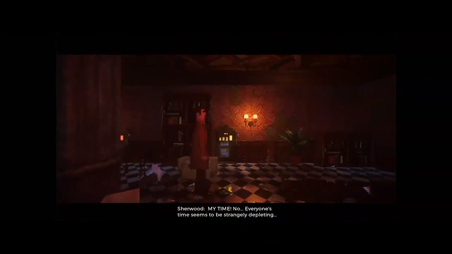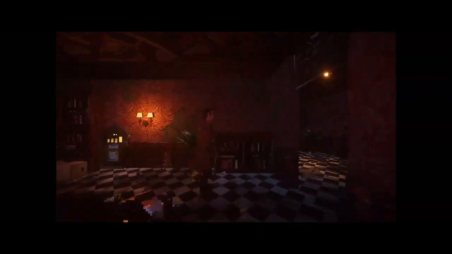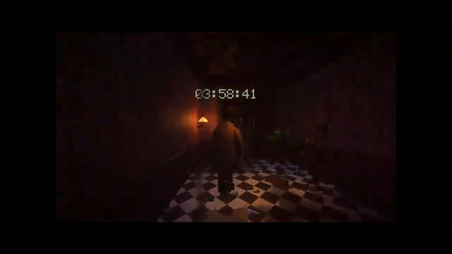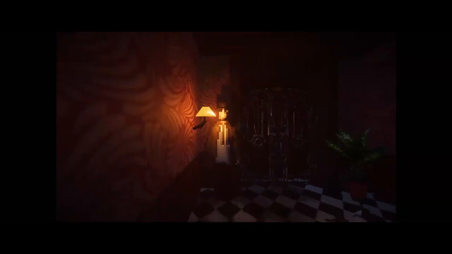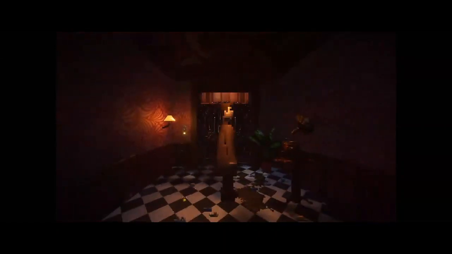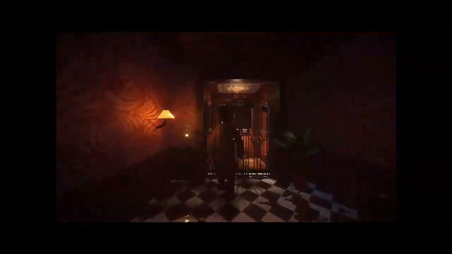So he realizes that everyone's time seems to be depleting strangely, and he gets a hint that all of the time he has was kind of fake, because now you can see that he only has about 3 hours left. Okay, so he gets this lift. If you want, you can also shoot this gramophone. Yeah, it gets destroyed. Don't mistake.